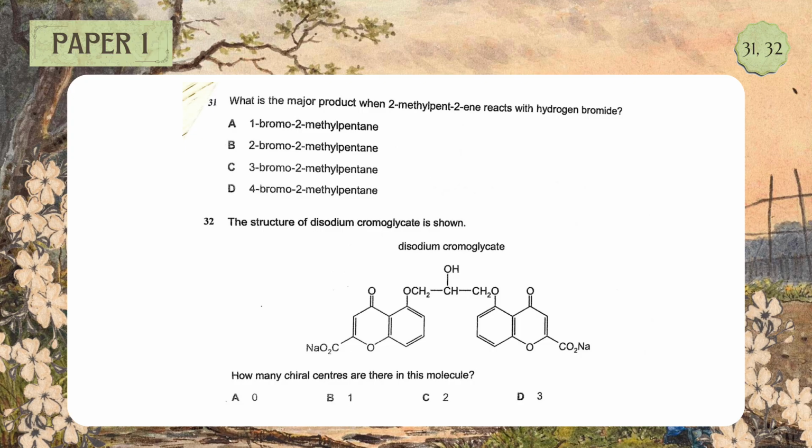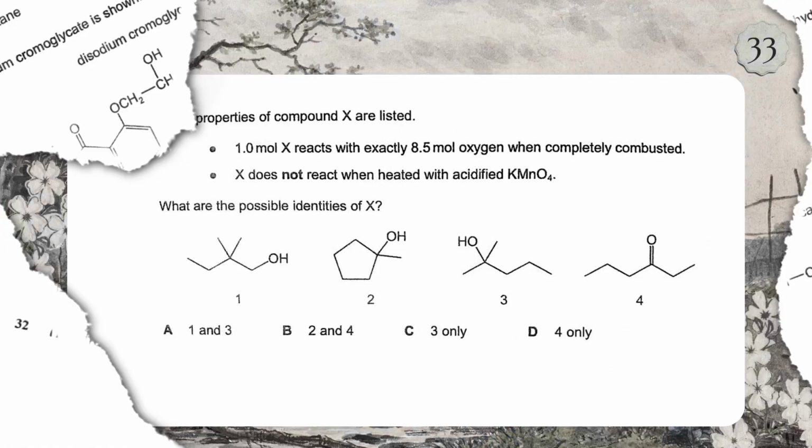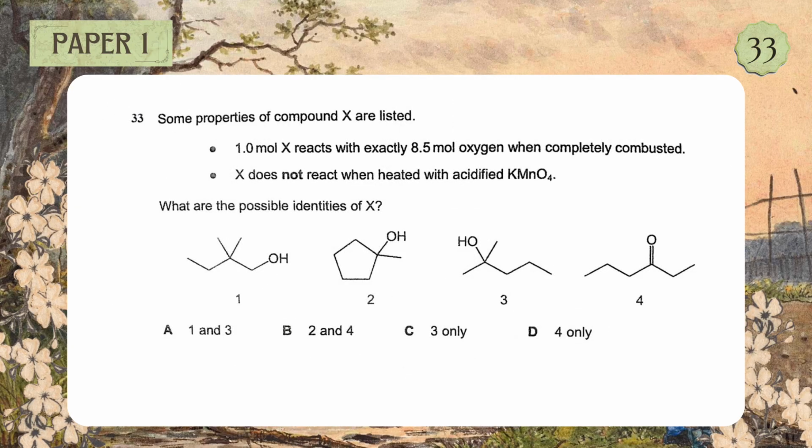CH2O ring group. Wait, because the left and right groups are identical, the central carbon only has three unique groups, meaning it isn't chiral. Let's look closer at the diagram to see if there's an asymmetry. Looking closely at the central carbon, it's connected to a CH2O ring on both sides. Because of the perfect symmetry of the molecule, there are actually zero chiral centers. The answer is A. Moving on, we have two clues for compound X.